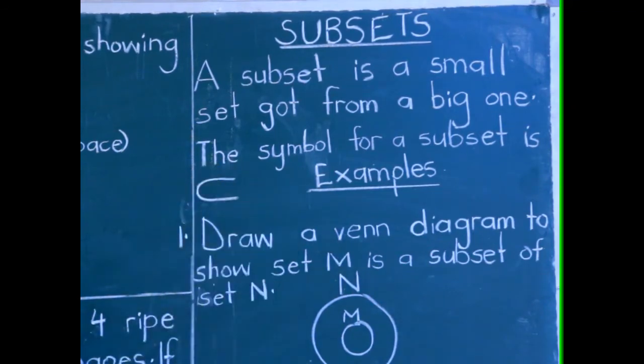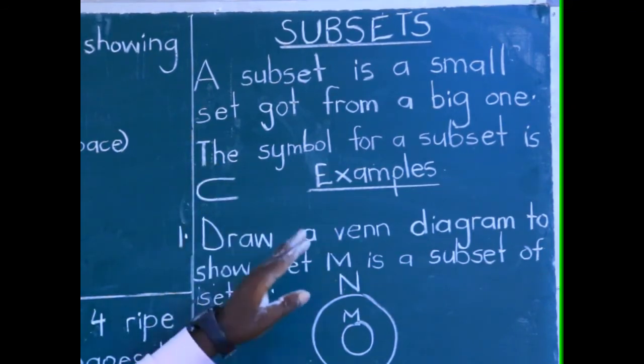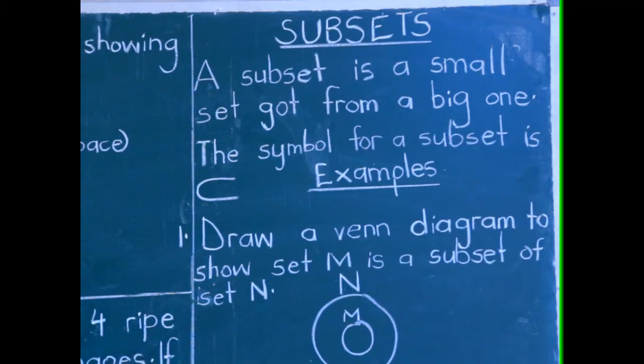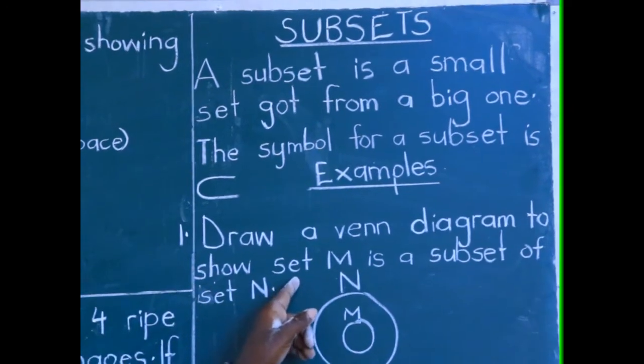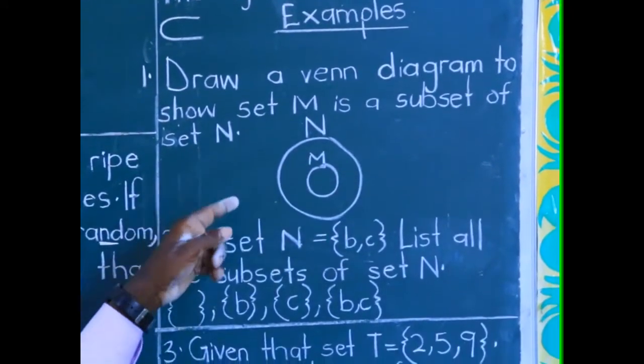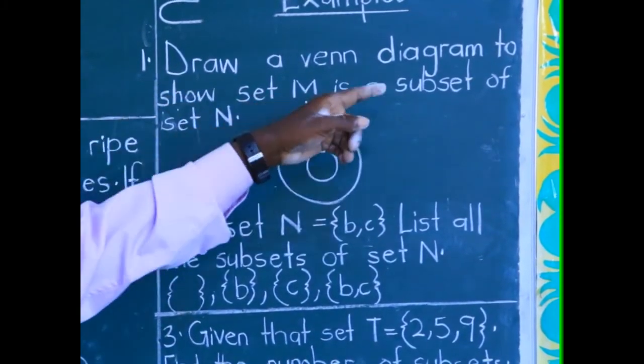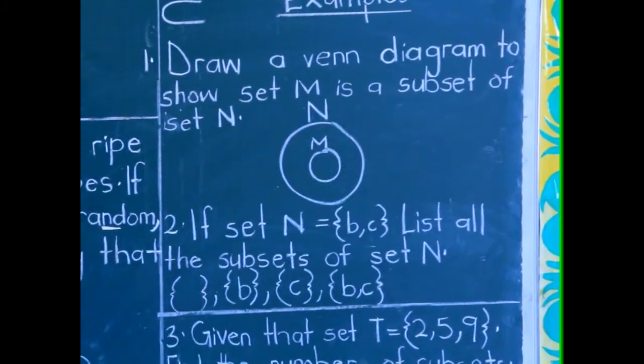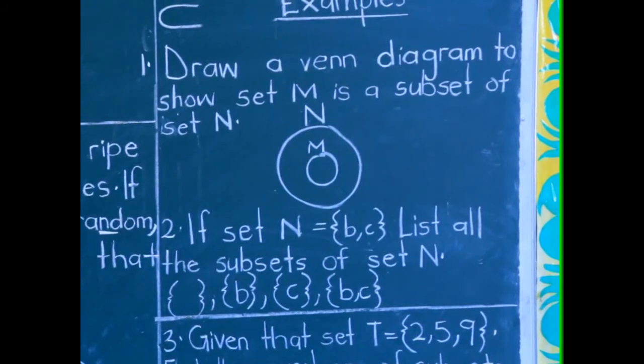It's a long C. Then we look at examples about subsets, and then we shall be able to answer everything about subsets. I gave you around 4 examples today, and then you'll be able to answer. Question number 1 says, draw a Venn diagram to show that set M is a subset of set N.